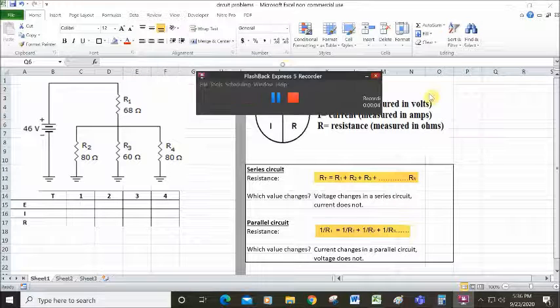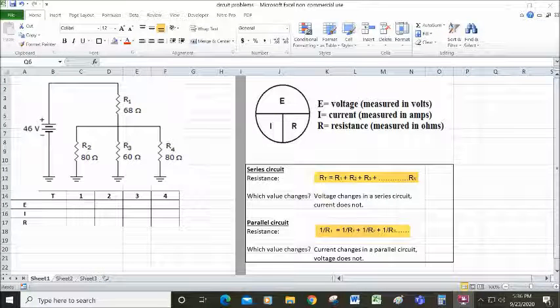Hey guys, I just wanted to walk through a quick circuit problem. Seems like a lot of you struggled with this on the quiz, so I wanted to put a video out there, that way you'd have something to refer to outside of class. So what we've got here is the exact math problem from the quiz.